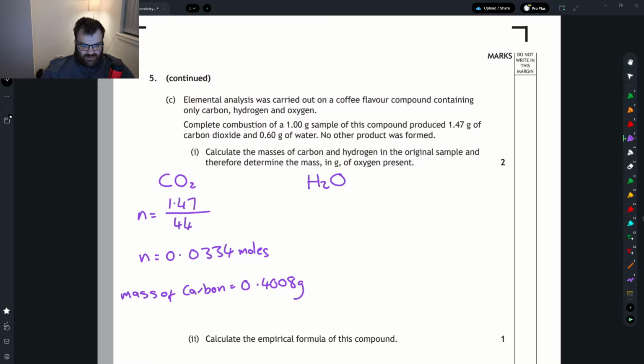Onto the hydrogen in the water, what's going to be the 0.6 grams over 18 for that. 0.6 over 18, lots of 3s, so 0.333 3s for that. And then the mass of hydrogen within one water there are 2 hydrogens. We're going to have to double up the moles, and it's going to be 0.0666, and then we're going to times that by 1 because hydrogen is 1, so that will give us 0.0666.